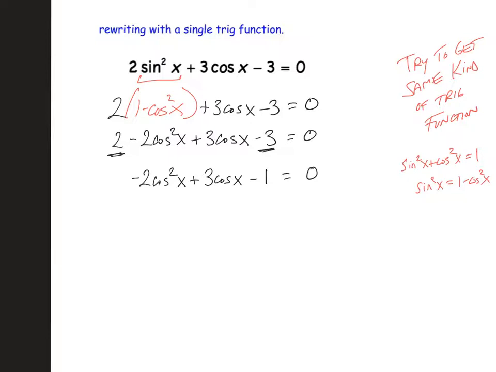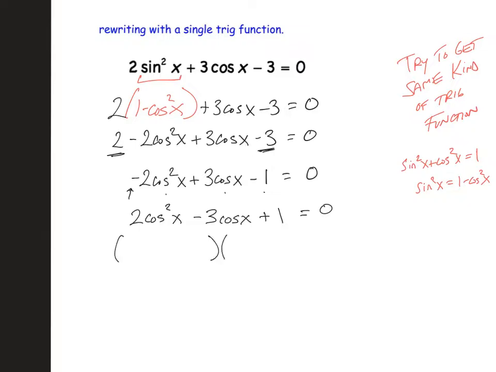And this to me looks like a quadratic because I've got a trig function squared, I have a regular trig function, and I have a constant. So I'm going to treat this like a quadratic, and I'm going to factor it. But I don't like factoring with a negative leading coefficient, so I'm just going to switch all of the signs. So I'm going to make this a positive 2 cosine squared x, a negative 3 cosine x, and then a plus 1.